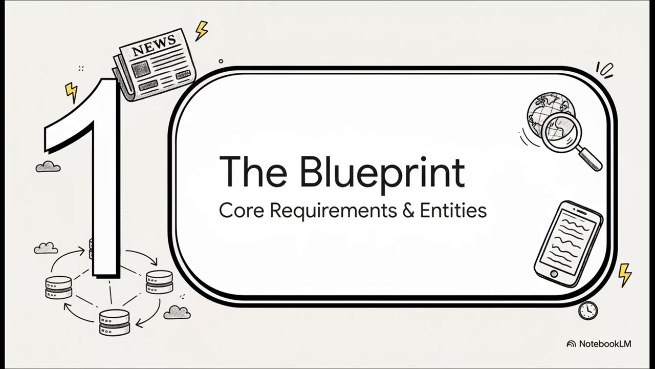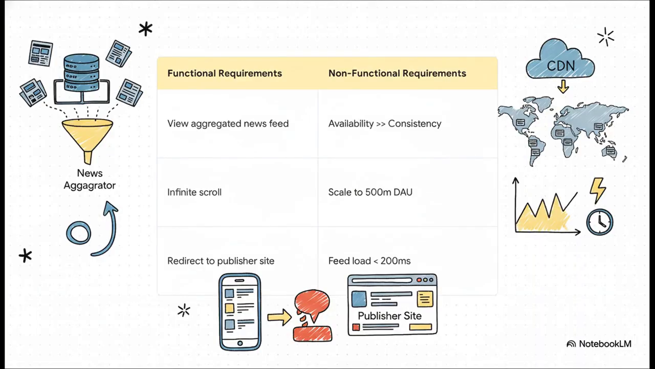Every great design starts with a solid blueprint. Before we even think about code or servers, we need to know exactly what this system has to do and what kind of data we're working with. These are our core requirements and entities. Okay, first, the functional requirements. This is the stuff the user actually does. They need to see a feed, they need to scroll through it forever, and when they see something they like, they click it and go to the publisher's site.